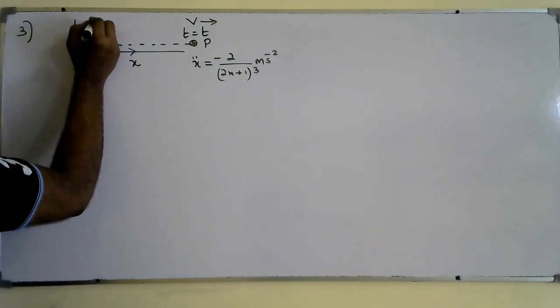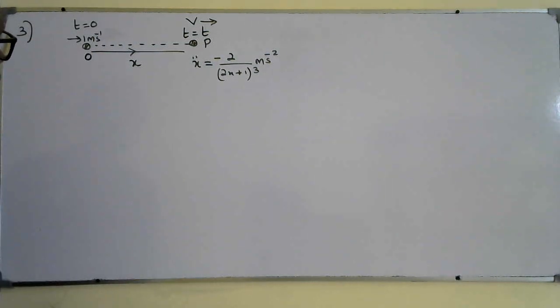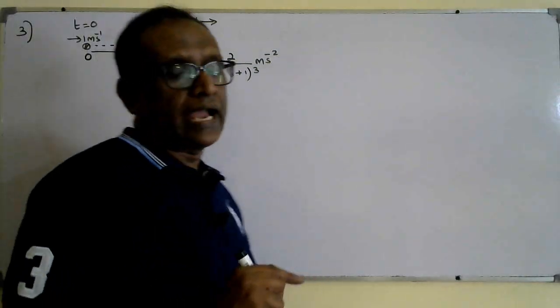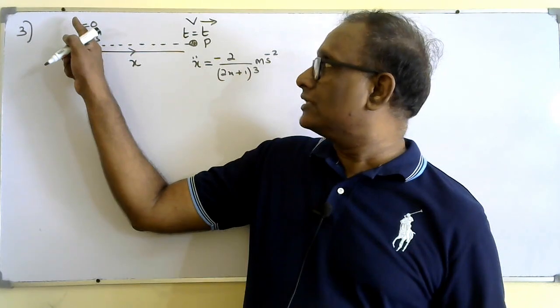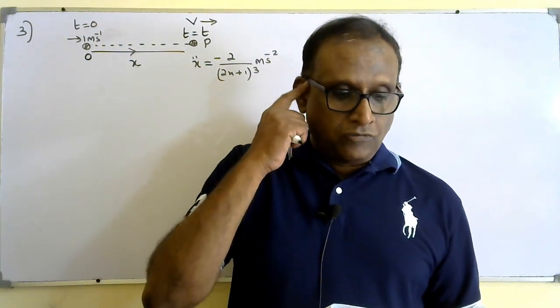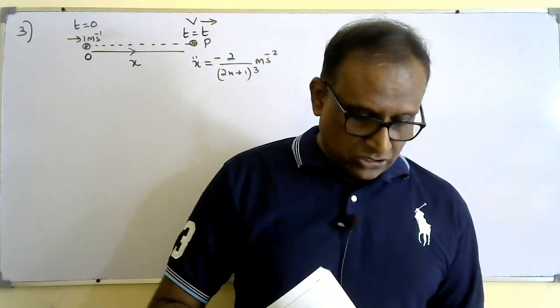At t equals 0, it was at O and its speed is 1 meter per second. So that means I can say when t equals 0, x equals 0. First part, find v in terms of x.